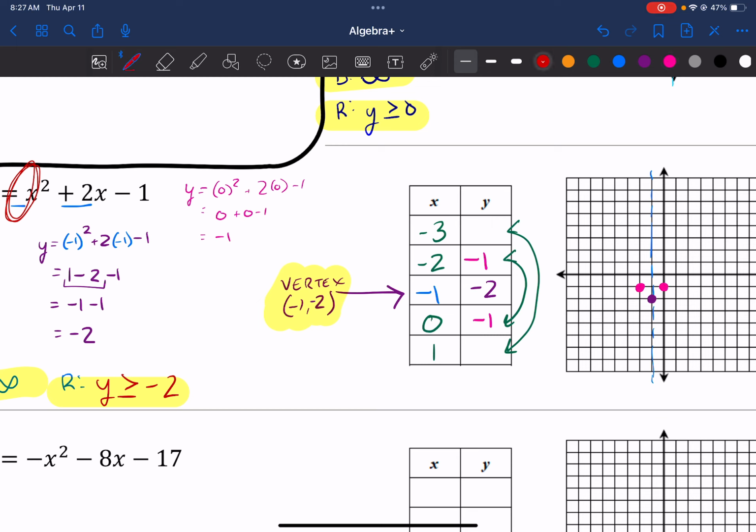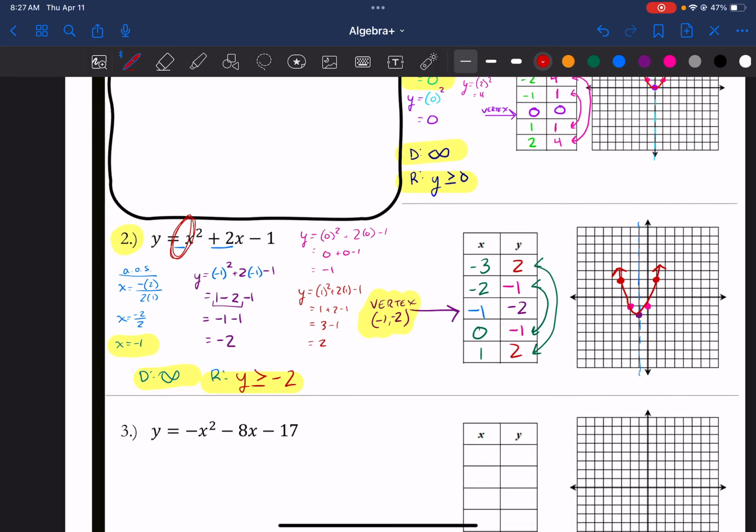Okay, let's plot it again. Let's do a 1. y equals 1 squared plus 2 times 1 minus 1. So 1 plus 2 minus 1, 3 minus 1, 2. Oops, did I plot that right? Yes, I plotted that right. Okay, and then I draw my line, my parabola here, and there we go.